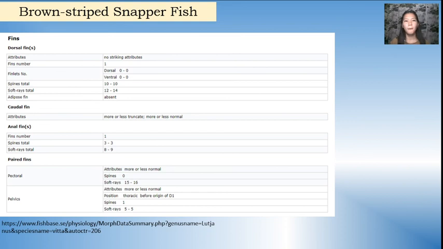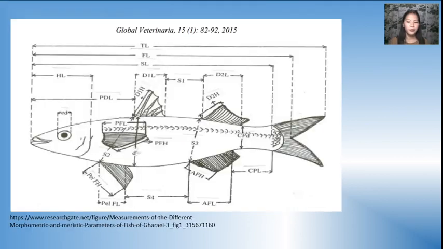May iba't ibang klase ng paglangoy. Yung anguilliform kasi, parang ganun yung kanyang paglangoy, and then yung ibang isda naman, ginagamit nila usually yung kanilang caudal fin to propel, and yung paired fins, kagaya ng pectoral and pelvic, ginagamit nila to balance and control and maneuver. This is the model na pinagbasehan ko para masukat ang TL or total length, SL standard length, and so on.